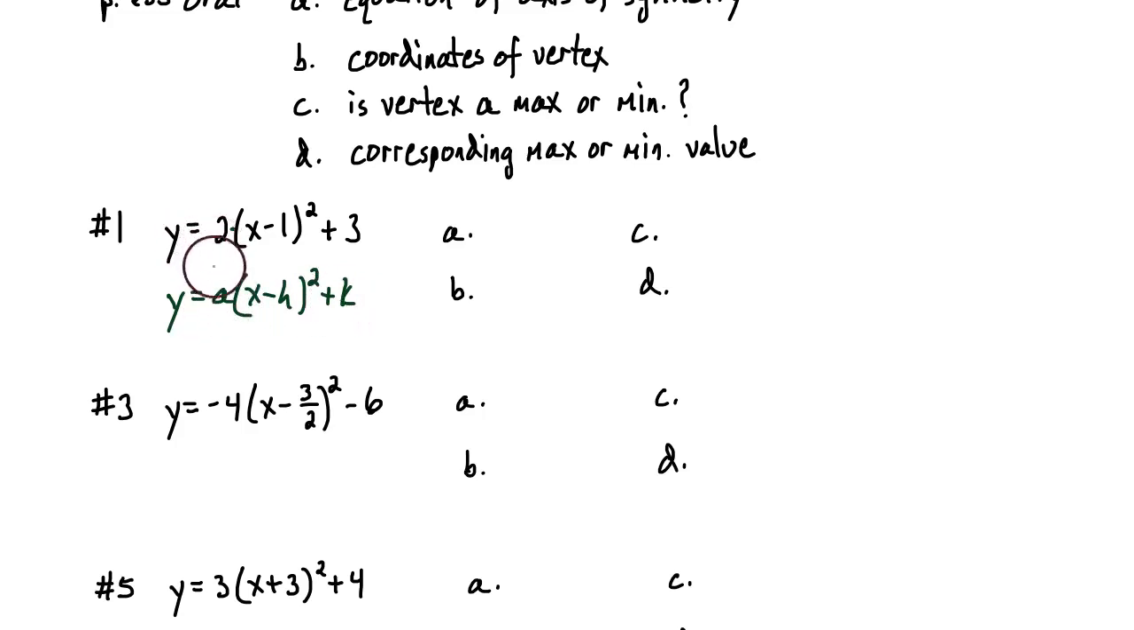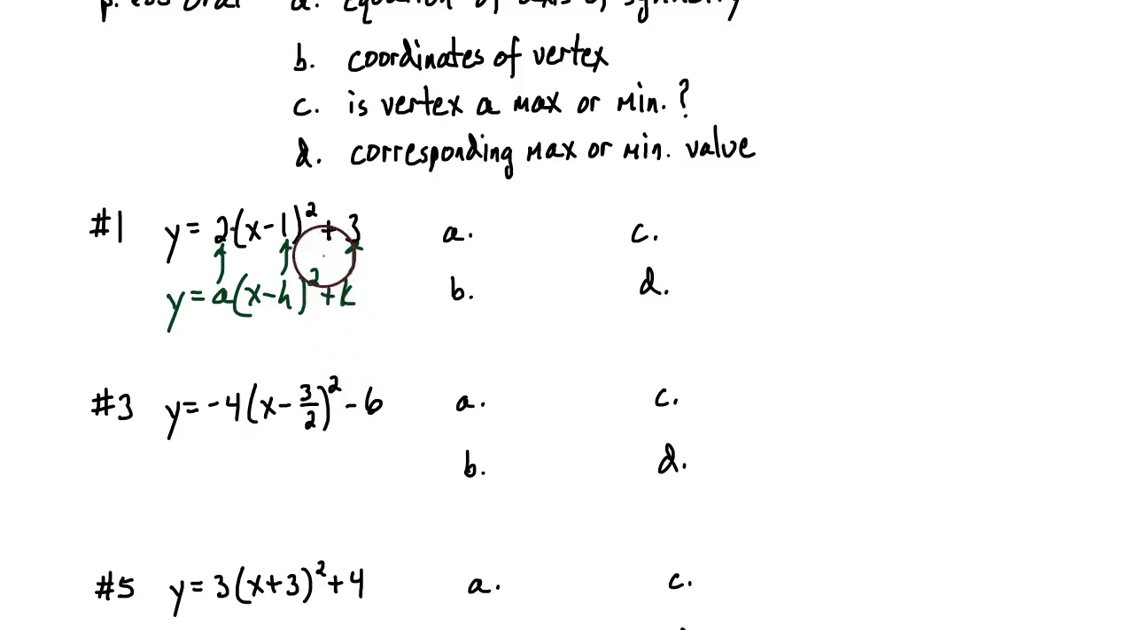So we can see in number 1 that the value of a is 2, that the value of h is 1, that the value of k is 3. Once we recognize the format and we can find values for a and h and k, we can answer all the questions that we're asked for. The first thing is, what is the equation of the axis of symmetry?